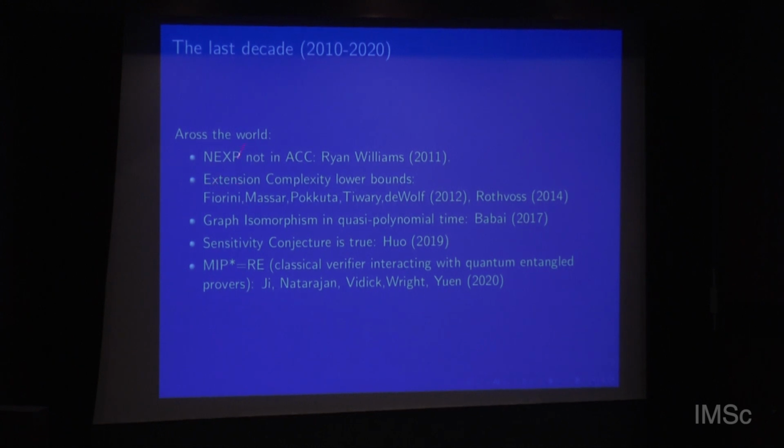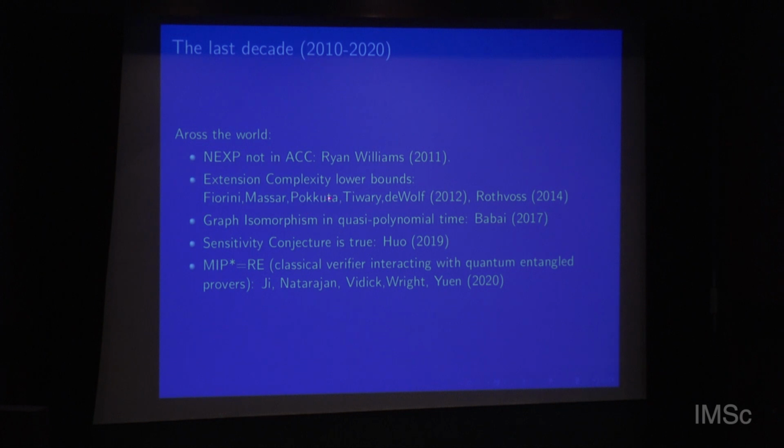And this explicit function is not even in NP, but at least it is a decidable function. We know what that function is, we can describe it explicitly, and it provably is not computed by small circuits of a particular type. Extension complexity lower bounds came about again in this decade.